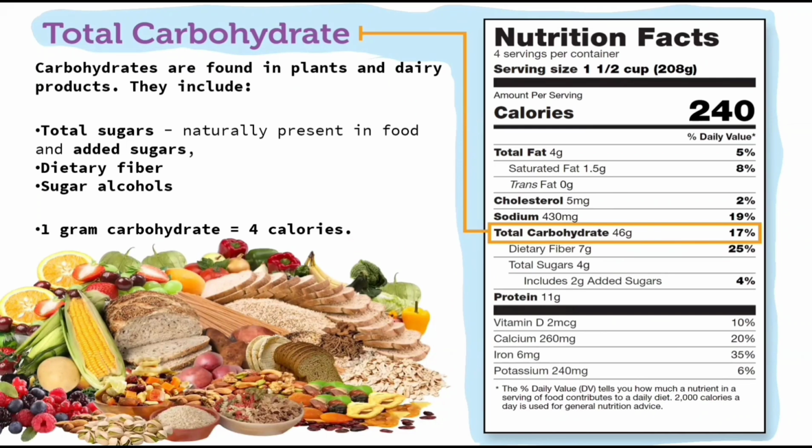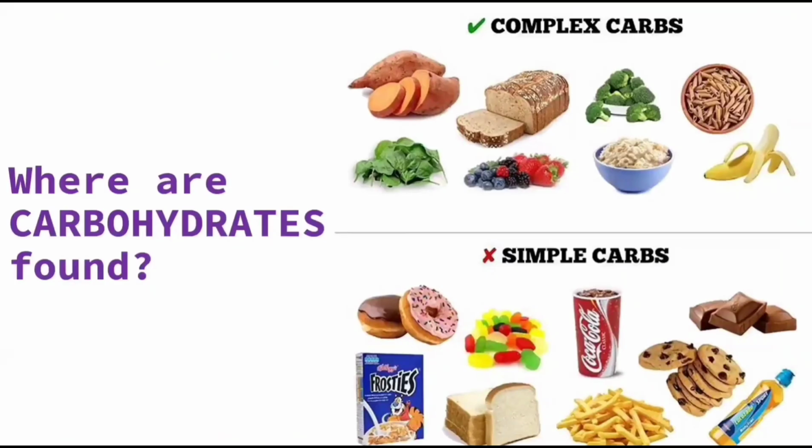The human body breaks down the carbohydrates into glucose. Glucose in the blood is the primary energy source for the body. Glucose can be used immediately or stored in the liver and muscles for later use. Where are carbohydrates found? Carbohydrates are divided into 2 groups, simple and complex.